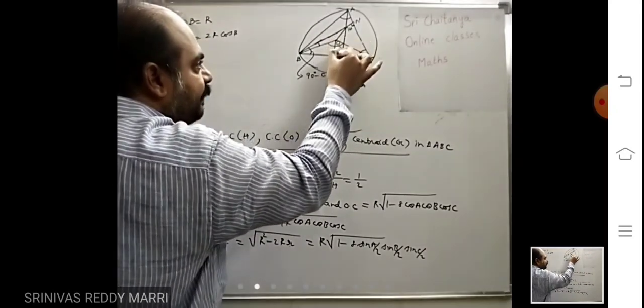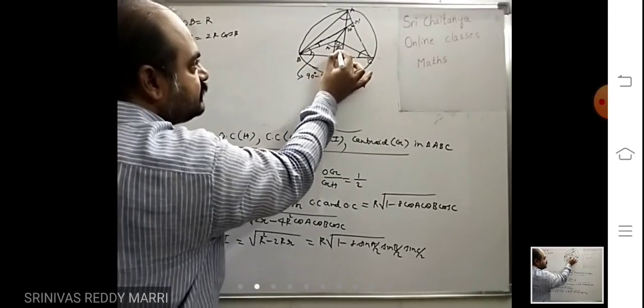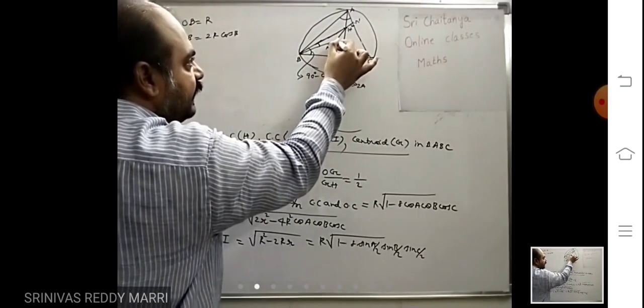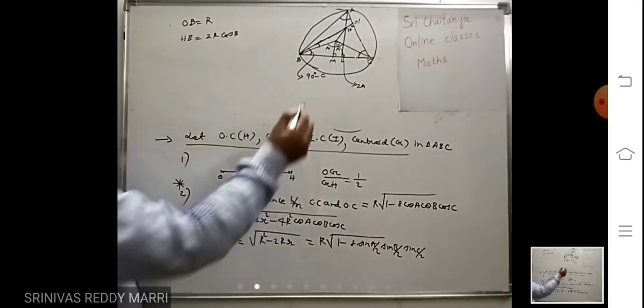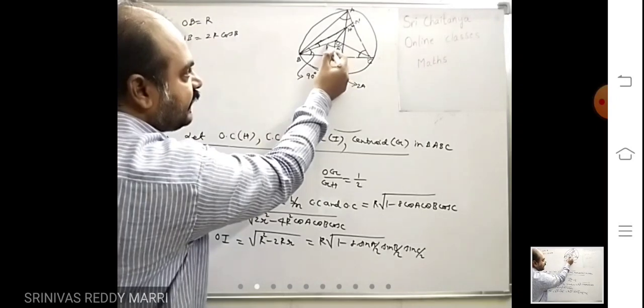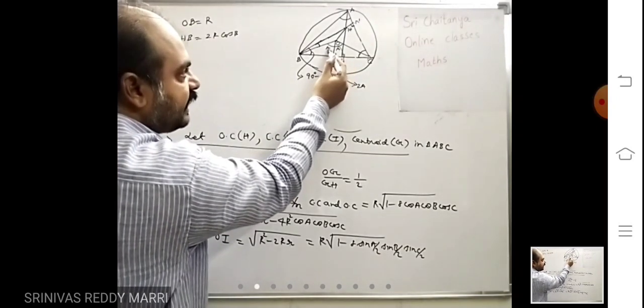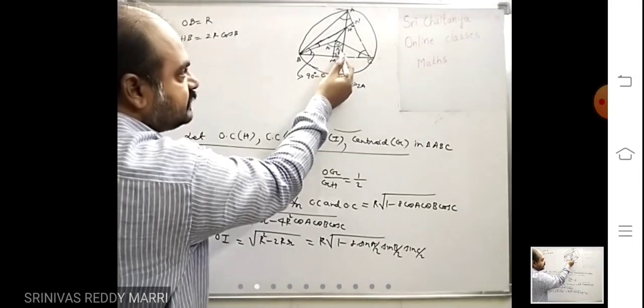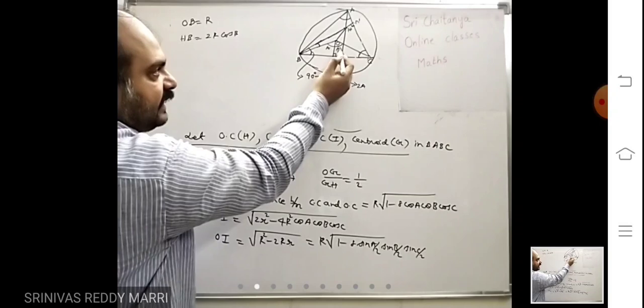So this will be the perpendicular bisector, that means this angle will be A. Triangle OBC is an isosceles triangle. This complete angle is the angle at the center, so OM divides it into two parts as the angular bisector. This is angle A, and this is angle A.